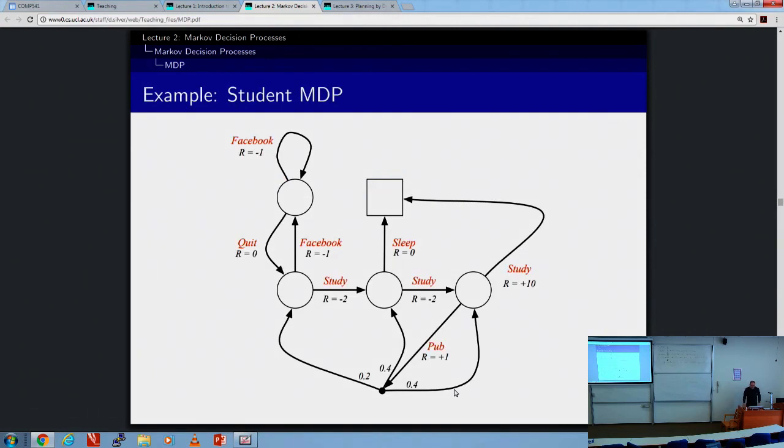So here's a particular Markov decision process extension of our student problem. These are now actions that the student can choose to take. So if the student is in this state, they can choose to study or go on Facebook. And if they choose to study, they go from class 1 to class 2 because they passed their class. But then if they sleep, then they never get to class 3, etc.